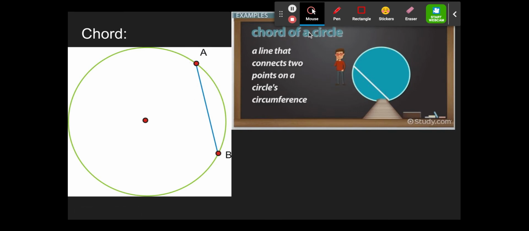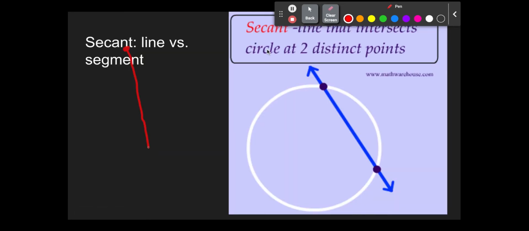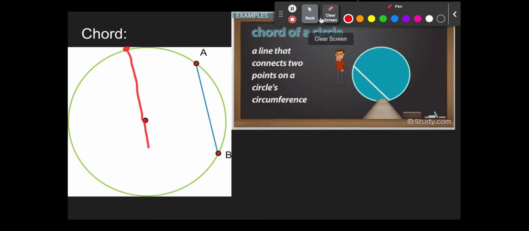Let's talk about a chord. A diameter is technically also a chord, because a chord is just saying you're just going to connect one endpoint of a circle to another. That's it. Just one endpoint of a circle to another. So technically speaking, the diameter is also a chord. It's just the most special and relevant type of chord. And anything else just qualifies as a chord, not as a diameter.